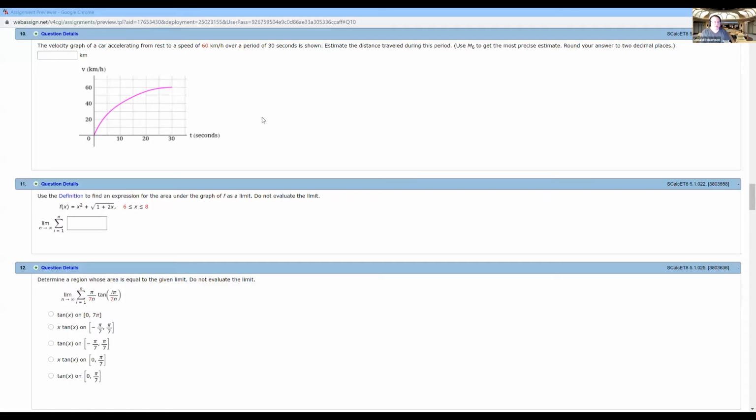Right, so it's this fella here, right? So this is a velocity against time, and basically you're trying to find the area under this little archway to the x-axis, right to here. And we're going to do M6. So it's going to take me just a few seconds to set up the picture so you can see what I'm doing, right?